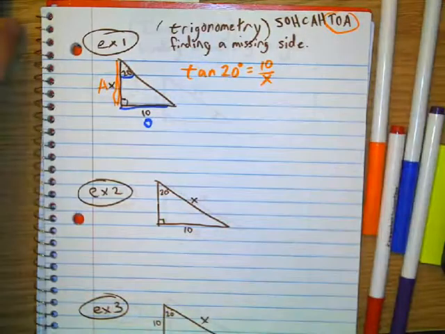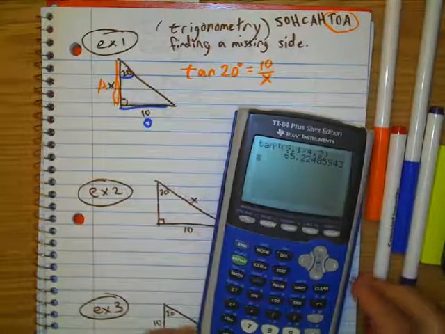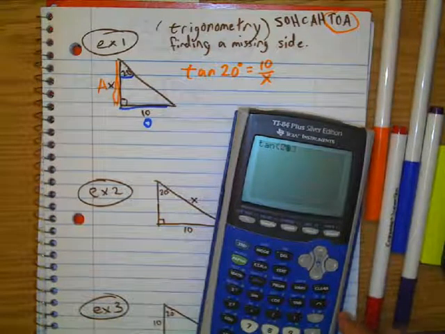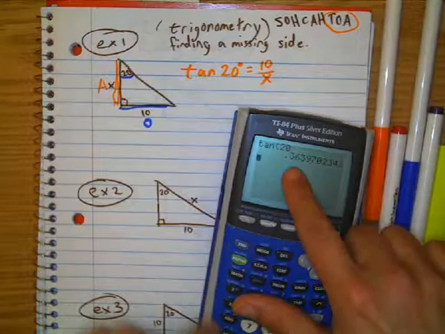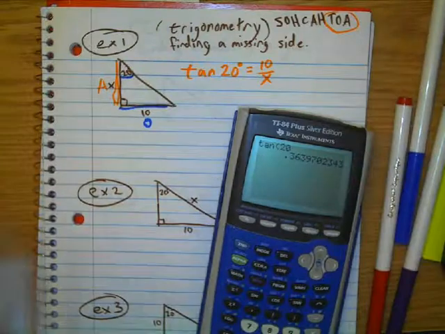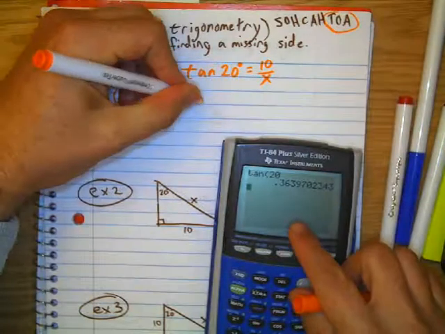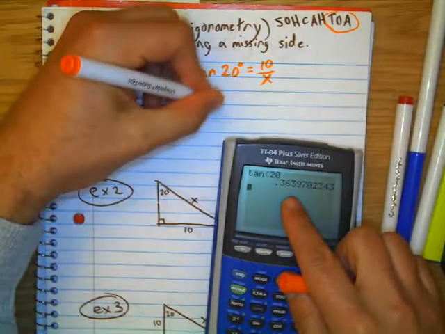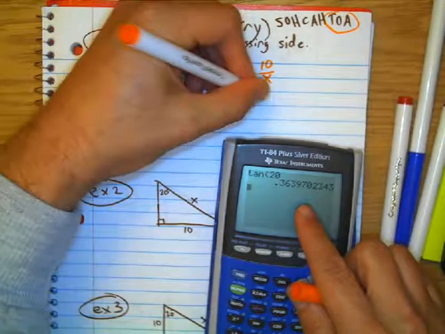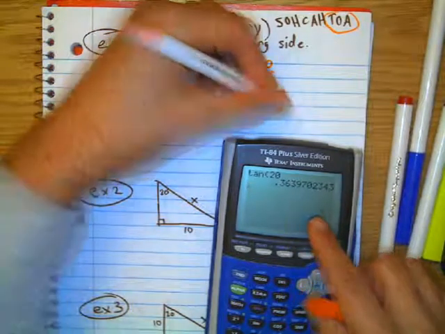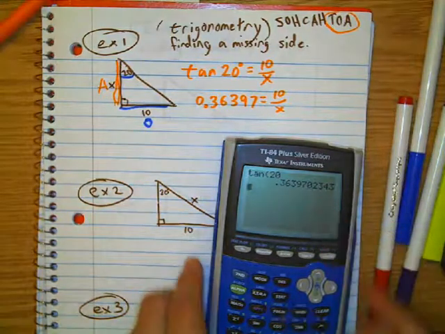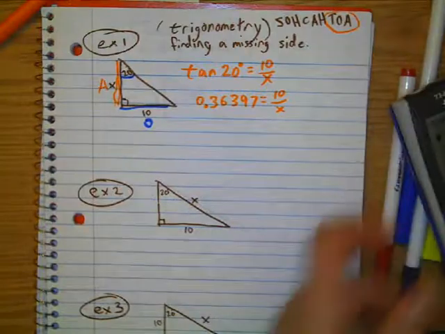I can use my calculator and type in tan 20, and then I get this decimal: 0.36397 equals 10 over x. Now let's pretend that I didn't want to use the calculator. You can also use the table.